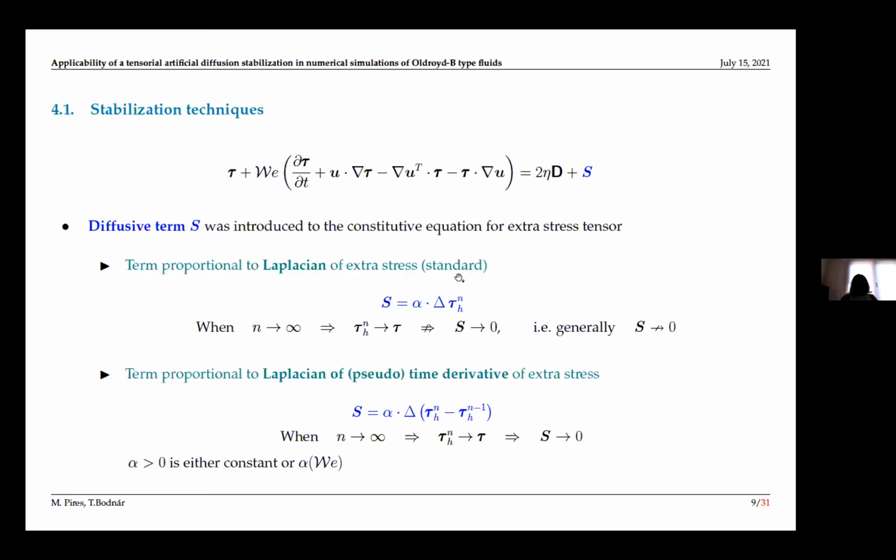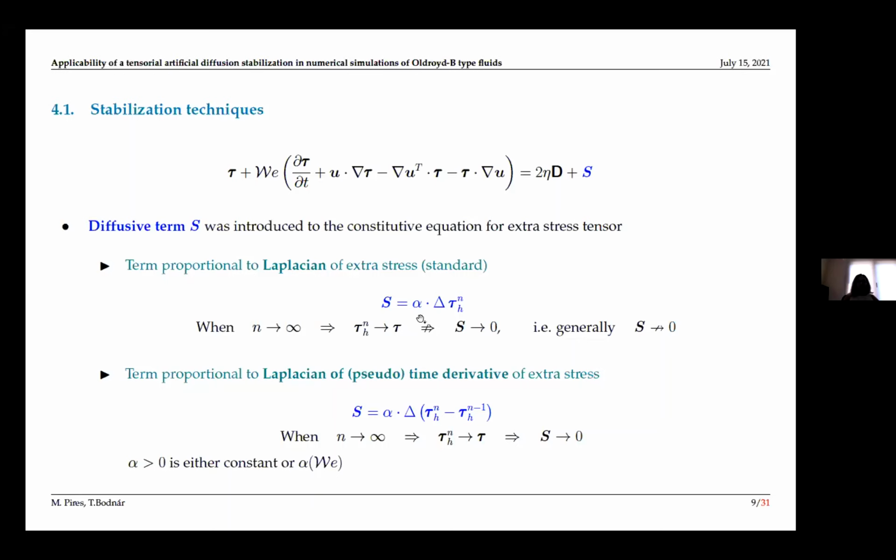We can see that even when we obtain the convergent solution, in general this extra stress term doesn't vanish. So we are explicitly adding something to the constitutive equation. In the same way this equation is modified, and we no longer have the original model.